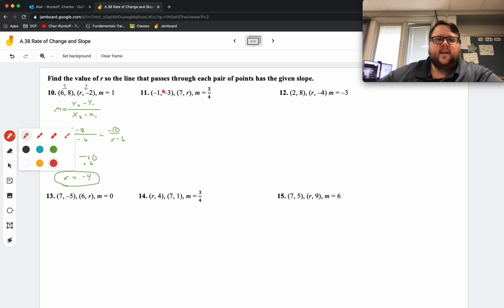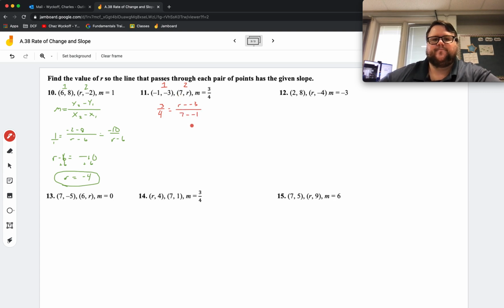So let's go ahead and do number 11. And I'm going to put a 1 above that group and a 2 above this one. So m equals y2 minus y1 over x2 minus x1. So m is 3/4. So I'm going to say 3/4 equals y2 is r minus y1 is negative 3 over x2 is 7 minus negative 1. So these become pluses.